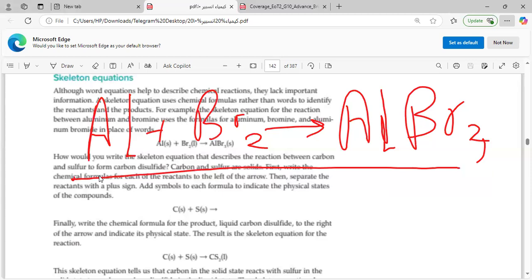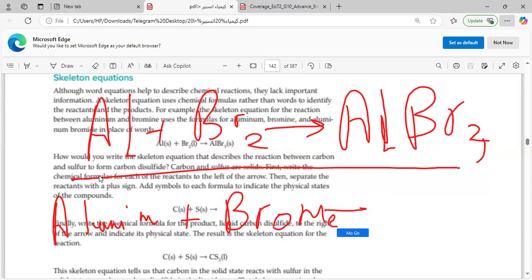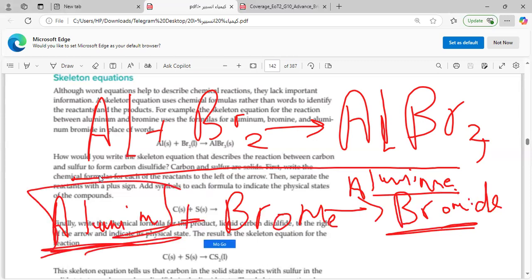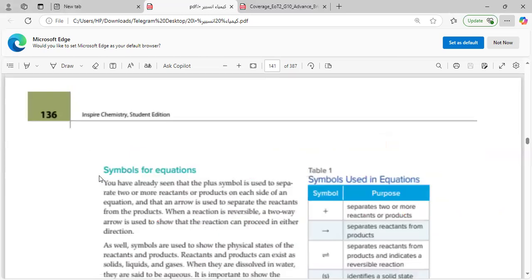We said aluminium plus bromine gets us aluminium bromide. So aluminium bromide comes from aluminium plus bromine. It will form aluminium bromide. So that is a chemical reaction. Where did it come from?